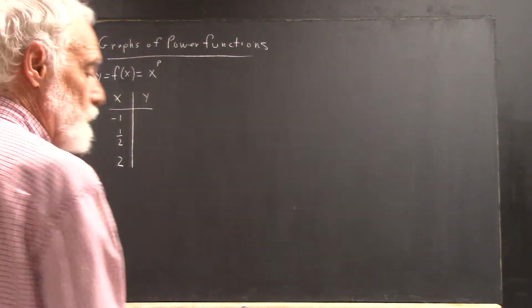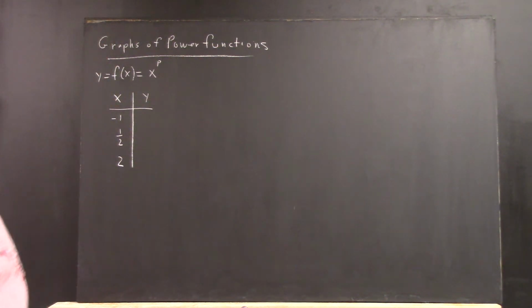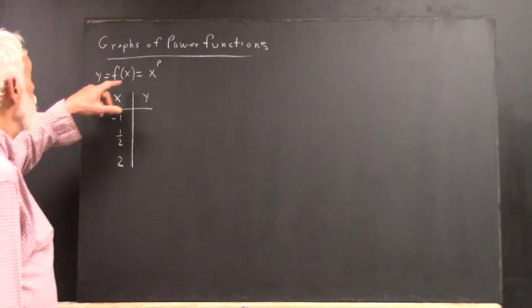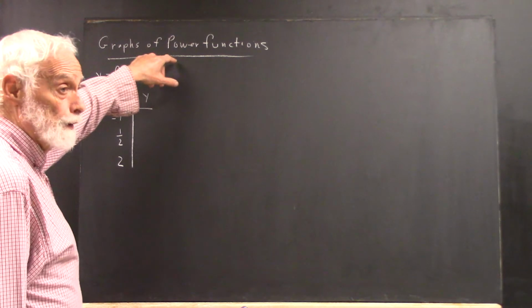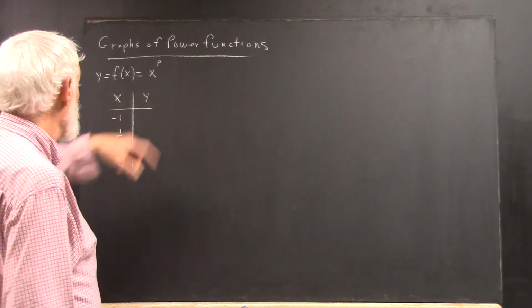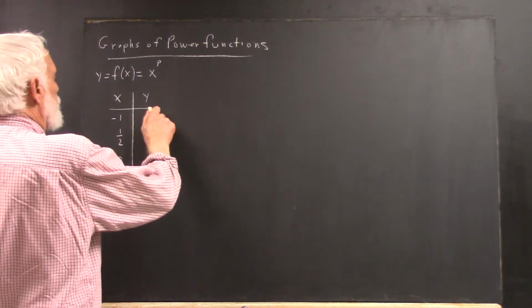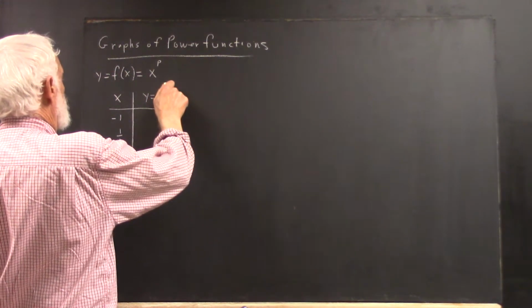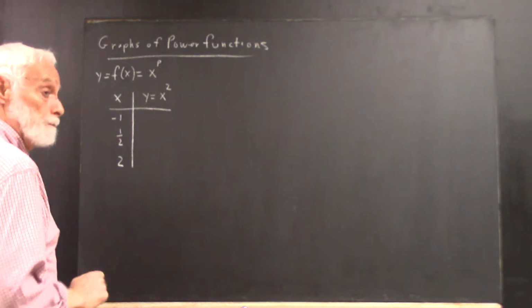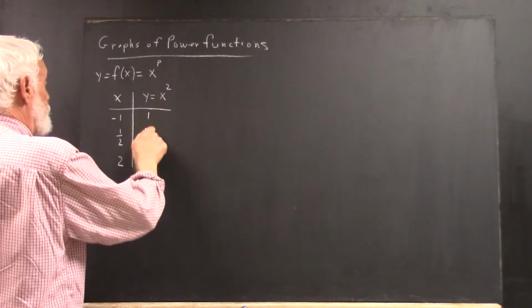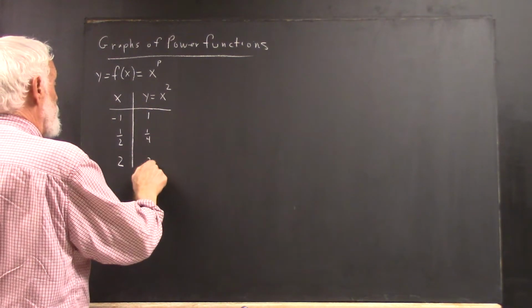We want to talk quickly about graphs of power functions. A power function is a function of the form y equals f of x equals x to the p. So here we have x, here we have y. Now, let's say that y equals x squared. Well, we see that we have values of 1, 1/4, and 2.